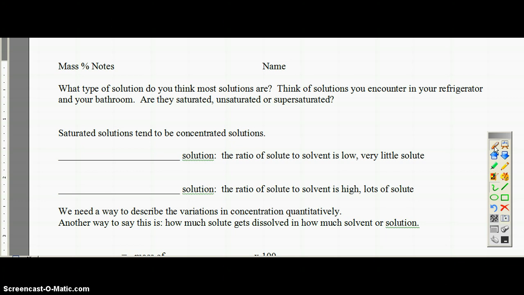If you think of it, most of them aren't like the sugar solution. They don't settle out over time. They don't have solid chunks in them. So most of them are going to be unsaturated solutions. Okay? Saturated solutions tend to be very concentrated solutions. So there are different types of solutions. For these saturated solutions, the ratio of solute to solvent is high, or there's lots of solute. That's what's called concentrated.